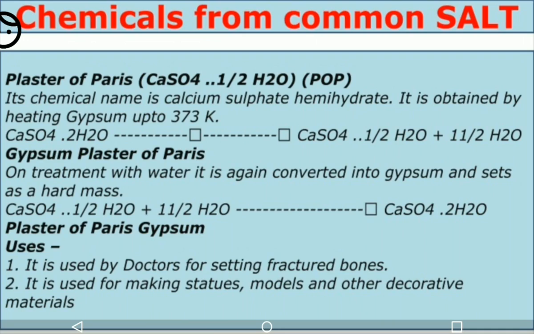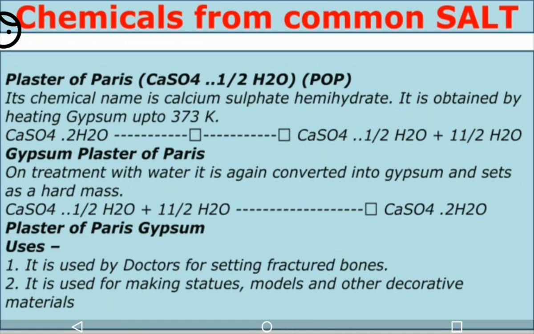What happens? One and a half molecules of water get lost, and after that we get calcium sulfate hemihydrate. Here it is not 1, it is half H2O. So we heat gypsum, CaSO4 2H2O, at 373 Kelvin. At that time we get CaSO4 half H2O plus 1.5 H2O. This is the reaction for the preparation of plaster of Paris.